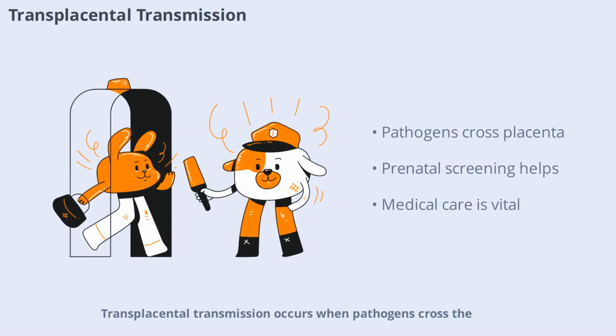Transplacental transmission occurs when pathogens cross the placenta from mother to fetus during pregnancy. Some viruses like rubella and cytomegalovirus can cause serious complications. Prenatal screening and medical care are important to detect and manage these risks.